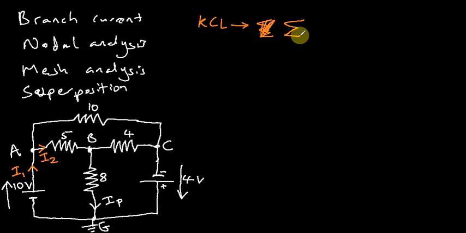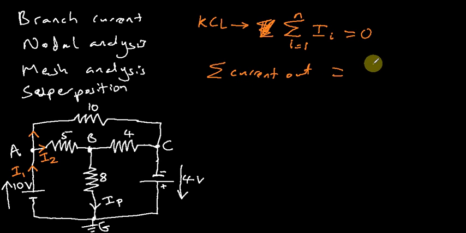Kirchhoff's current law tells us that the total sum of currents coming into a junction, say for i equal to 1 up to N, or going out of a junction, is equal to 0. So if I1 is coming in here and I2 is coming out here, then the sum of the currents going out of the junction should be equal to the sum of currents coming into the junction. So we could say the sum of currents going out is equal to the sum of currents coming in.